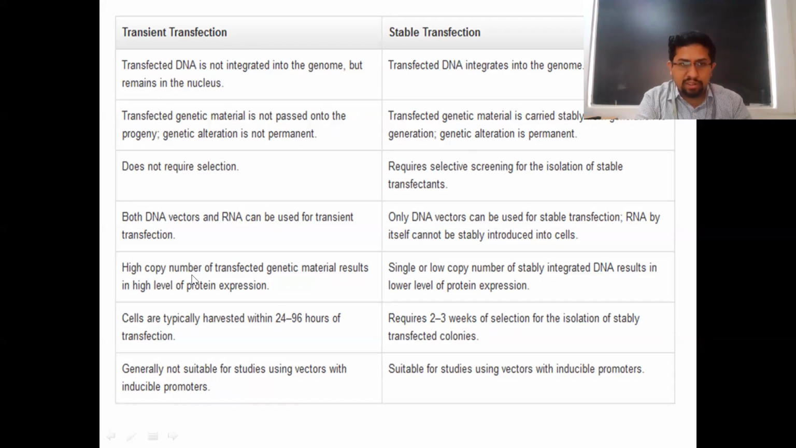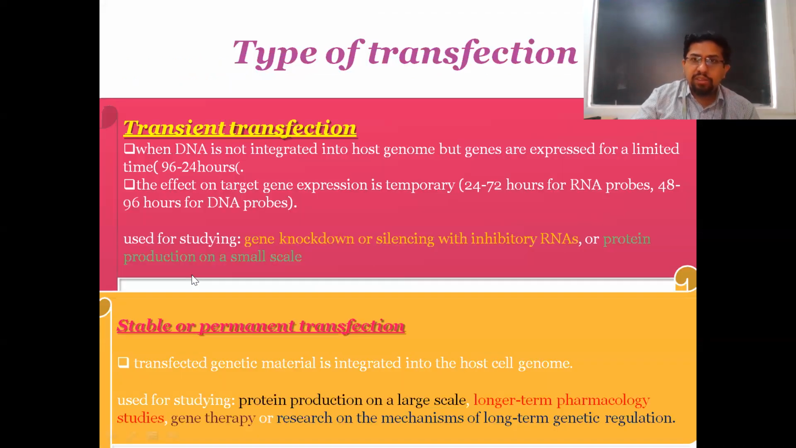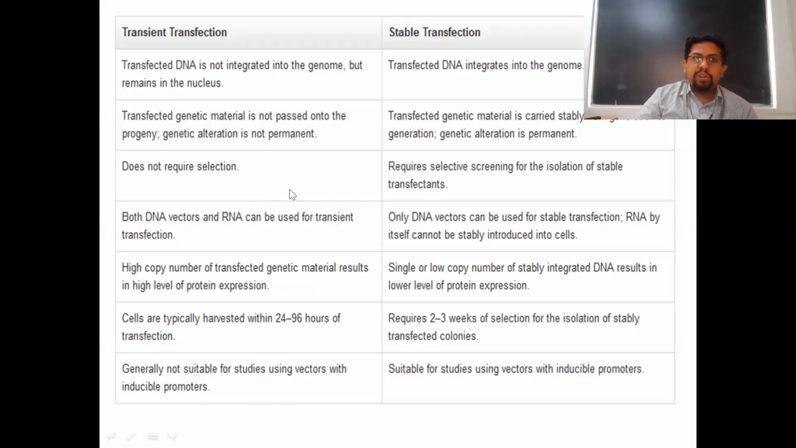In the case of transient transfection, cells are typically harvested within 24 to 96 hours of transfection, because beyond 96 hours, your entire transfection process will lose its quality. So usually the effect on gene expression in the case of transient transfection is only up to 96 hours, that is up to 4 days, beyond which you will not be able to see the expression of your target gene. So therefore, it is a temporary phenomenon, that is only for expression of certain proteins.